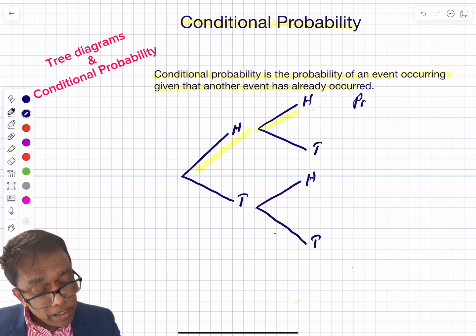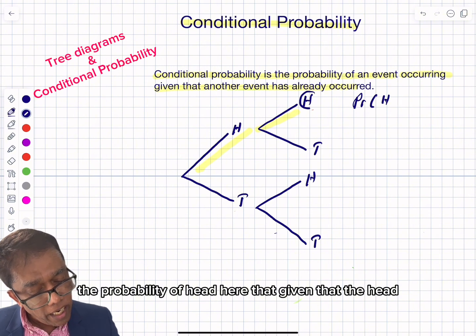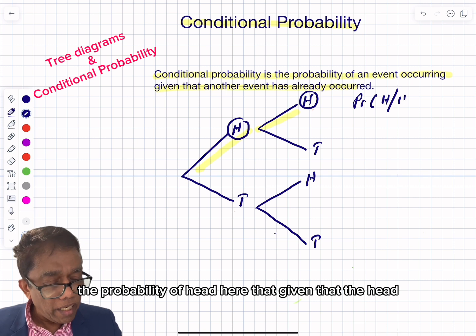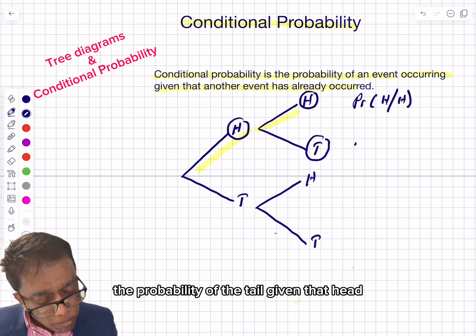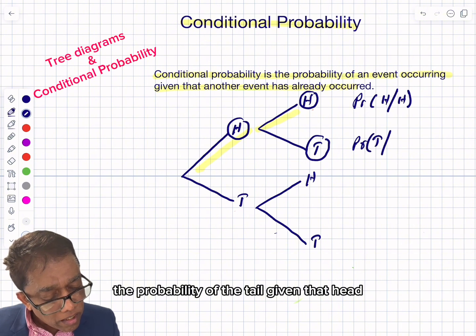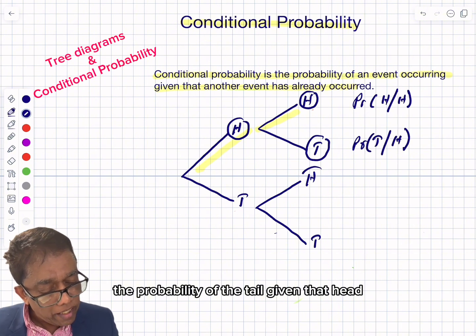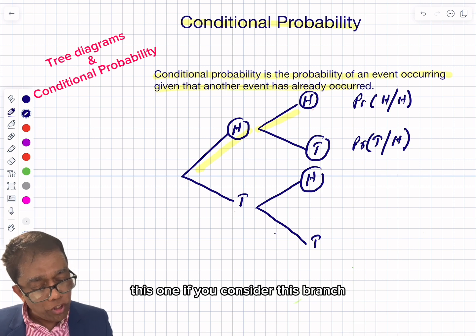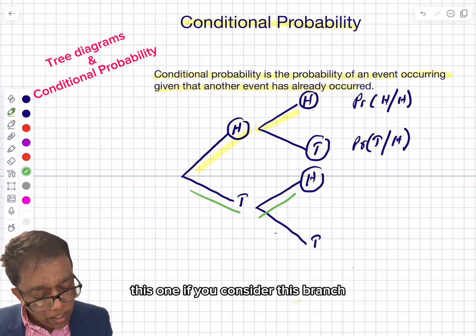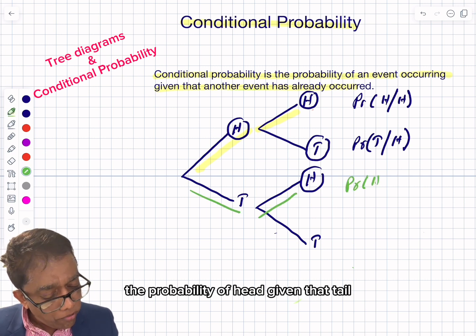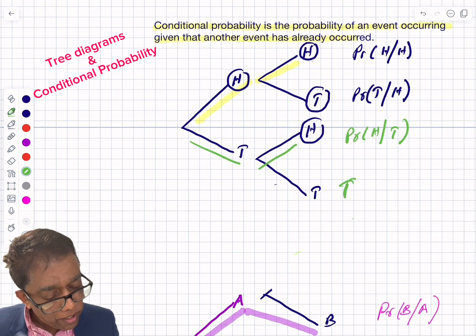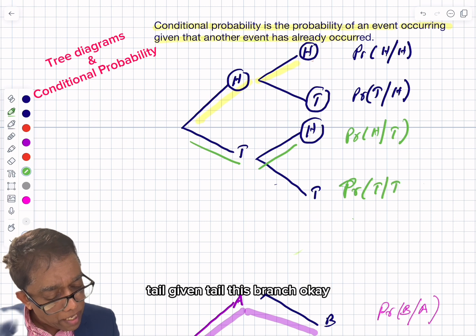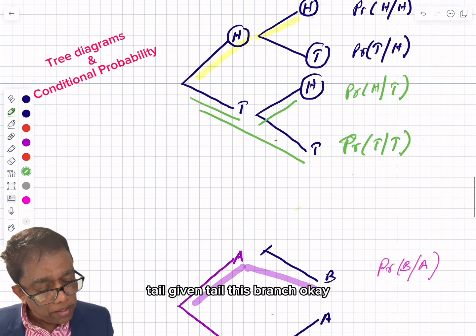If we consider the first branch of the tree diagram, here we have the probability of head given that head has already occurred. What is this one? The probability of tail given head. The probability of head, this one. If we consider this branch, the probability of head given tail, and the probability of tail given tail, this branch.